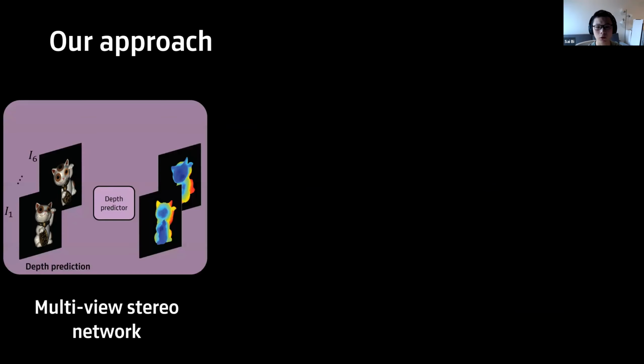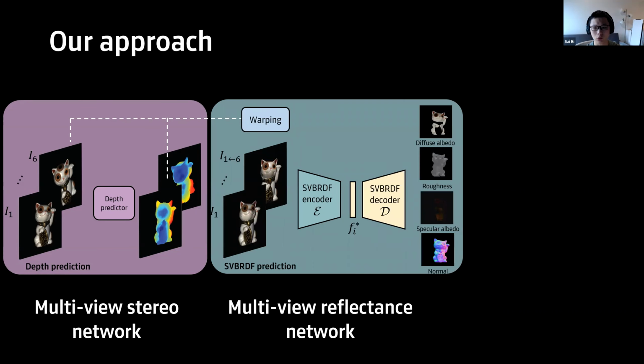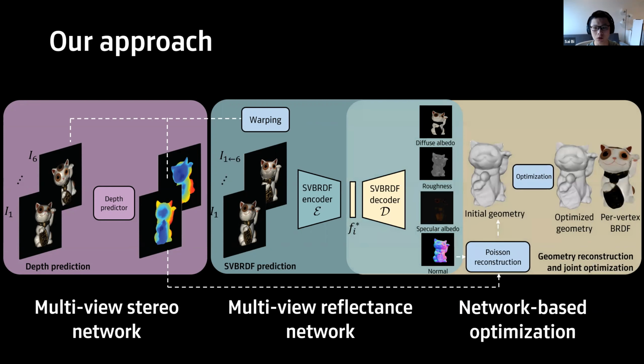Given the 6 images, we first estimate per-view depth using a deep multi-view stereo network. We propose a novel method to aggregate appearance cues across multiple viewpoints and reconstruct the per-view SVBRDFs. We use a network-based optimization to fuse per-view estimates and reconstruct a consistent mesh with per-vertex BRDFs.